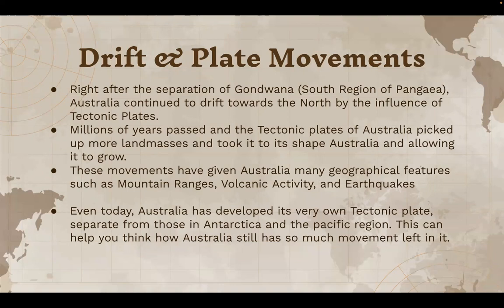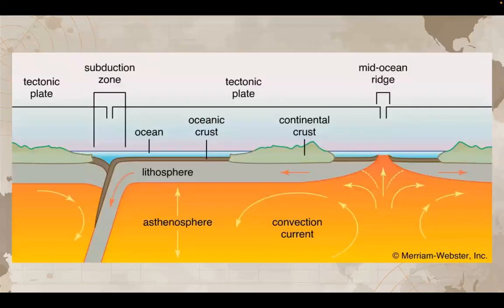These movements gave Australia many geographical features, such as mountain ranges, volcanic activity, earthquakes, and even today, Australia has developed its very own tectonic plate, separate from those in Antarctica and the Pacific region. This can help you think how Australia still has so much movement left in it. So maybe in another million years, Australia will be next to the US. We'll never know.